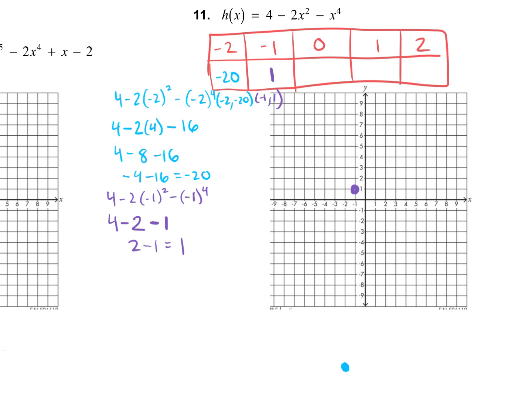Next, let's plug in 0. 4 minus 2 times 0 squared minus 0 to the 4th power. So that would be 4 minus 0 minus 0, so that is just 4. So our next point would be 0, 4. We stay at 0 and go up 4.